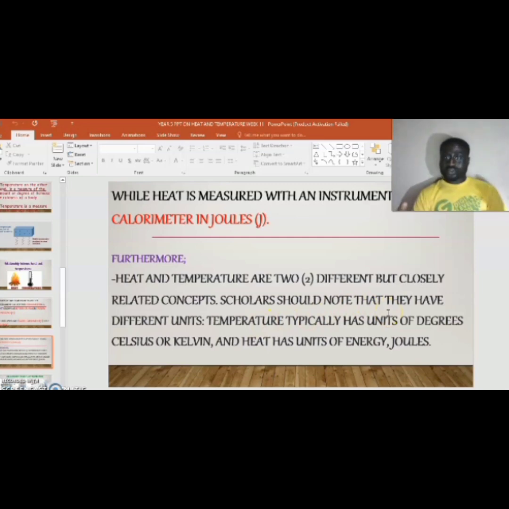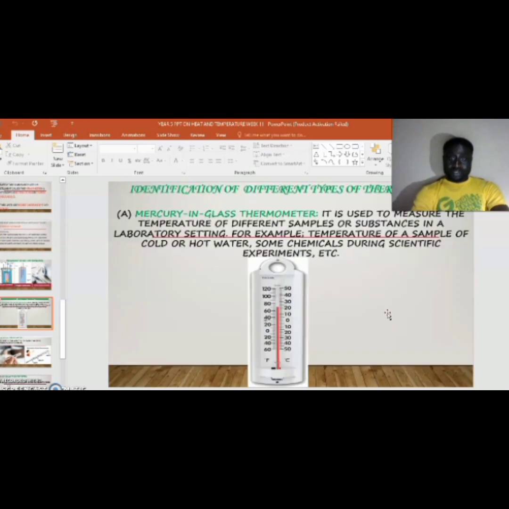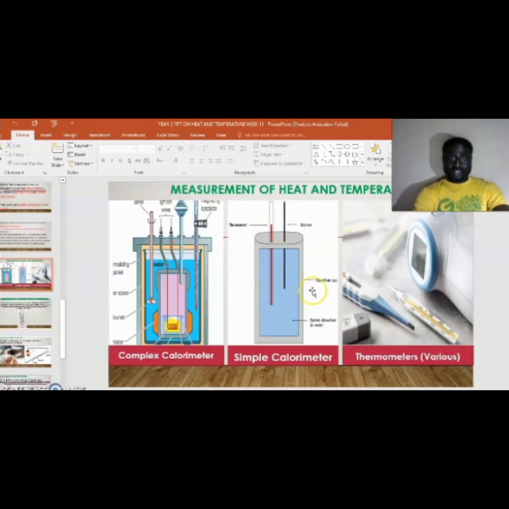I want you to note that they have different units. Temperature typically has units of degrees Celsius or Kelvin, as I said earlier, and heat has units of energy in joules. Okay, I'll move further at this point to show you the instrument. This is a picture showing a calorimeter, and this one looks complex, but they all perform the same function to measure the heat of a body.